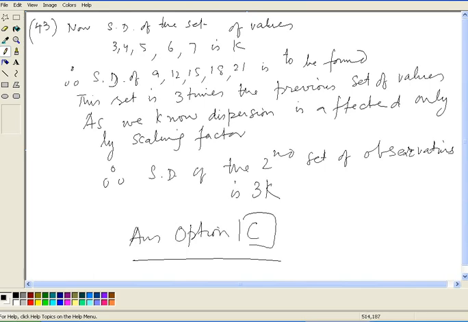This set is 3 times the previous set of values. As we know, dispersion is affected only by the scaling factor. Therefore the standard deviation of the second set of observations is 3 times the previous standard deviation, or 3k. So the option is C.